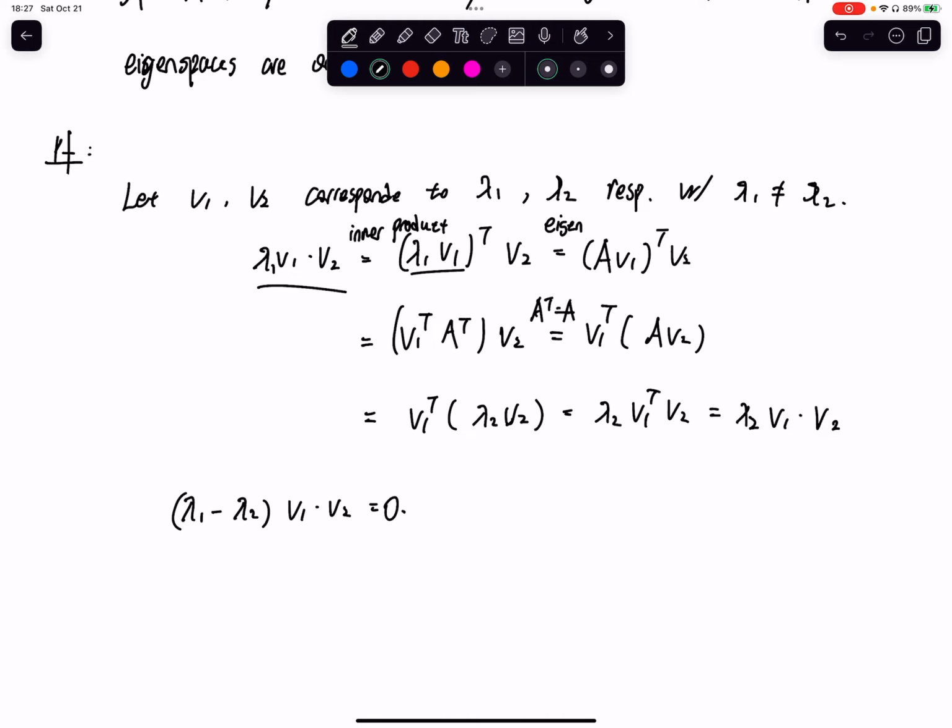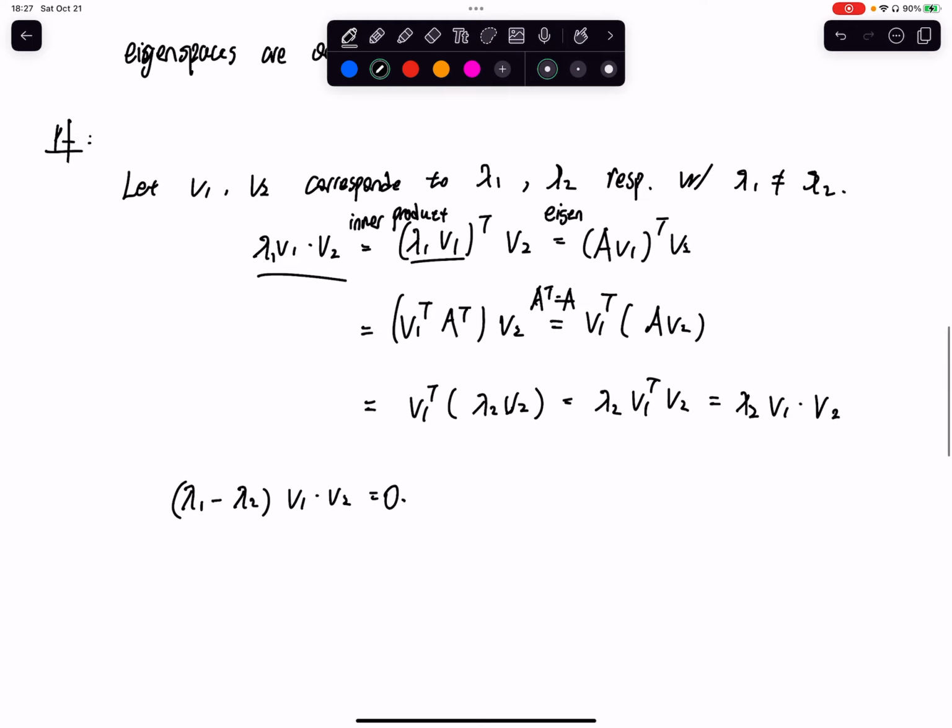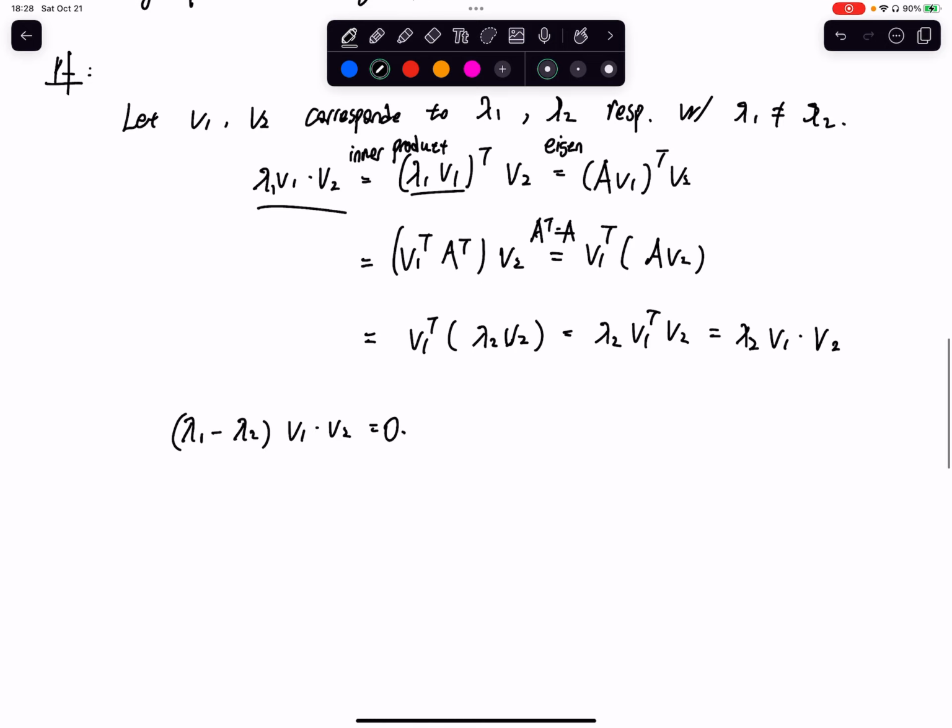Since lambda 1 and lambda 2 are distinct, it only means that V1 and V2 need to have 0 inner product. So the result follows from the linear independence. Actually, it follows from the fact that this term does not vanish.